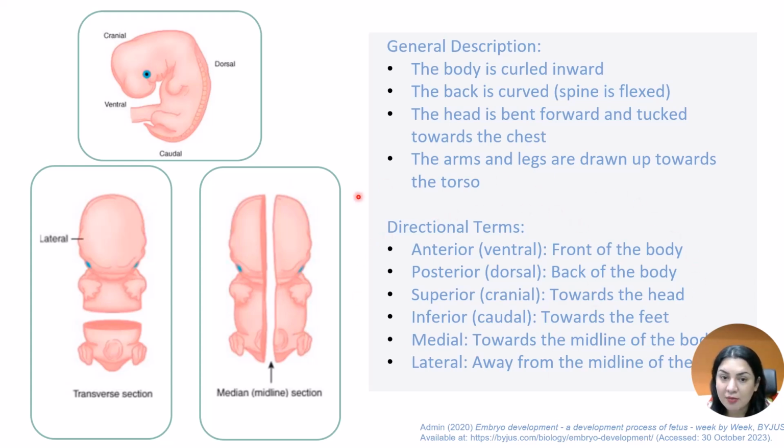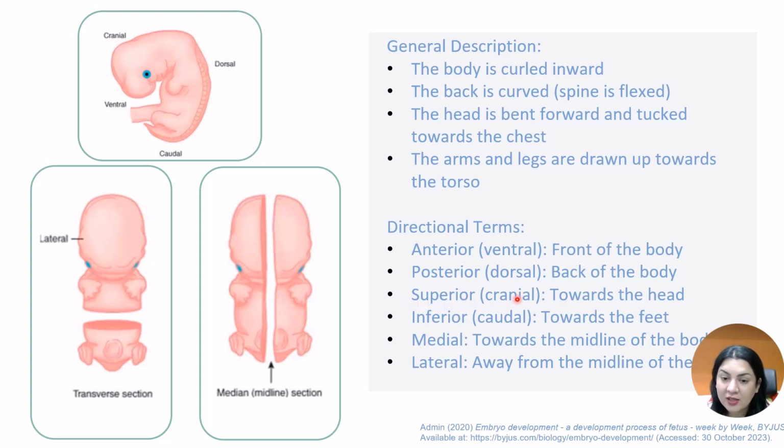In terms of directional terms, essentially a lot of the same terminology is used. So you still have anterior, posterior, superior, inferior, medial, and lateral. Again, anterior, also known as ventral, refers to anything that's in the front of the body. Posterior or dorsal refers to anything that's in the back of the body. So dorsal is here, ventral would be anything here.